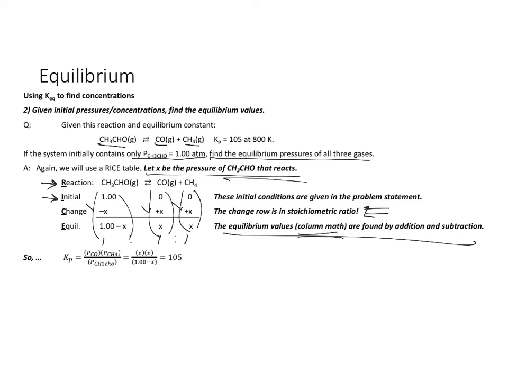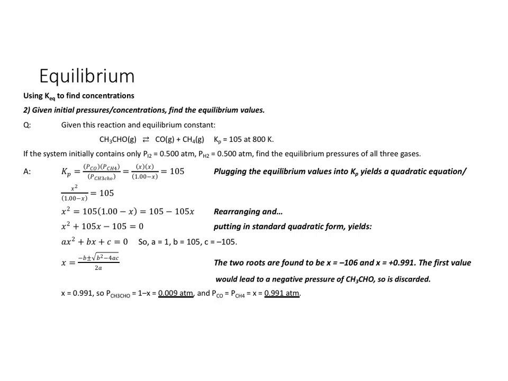We then can plug those variables, X, X, and 1 minus X, into our Kp expression, products over reactants, always, whether that's concentrations or in this case pressures. And the problem statement told us that Kp was 105. So here's the equation one more time. Kp is then going to be X squared divided by 1 minus X is equal to 105.